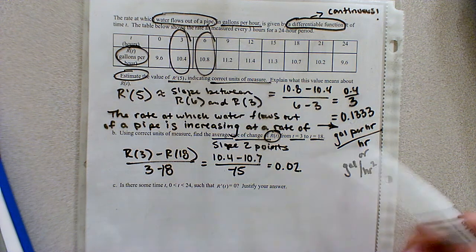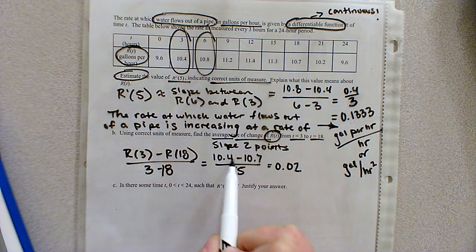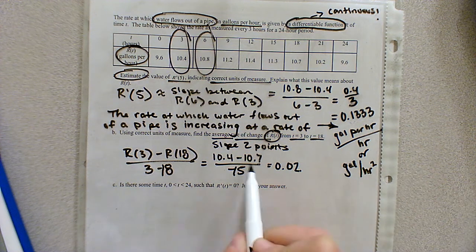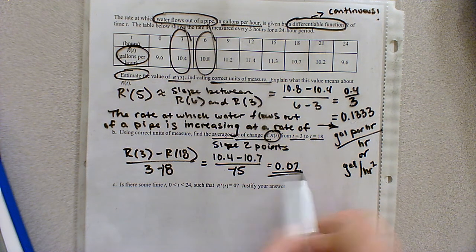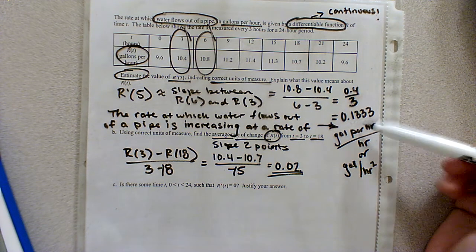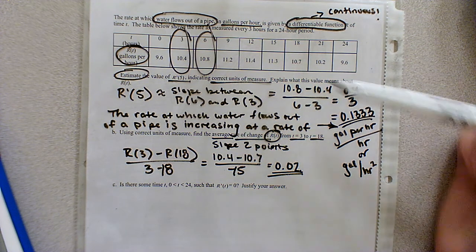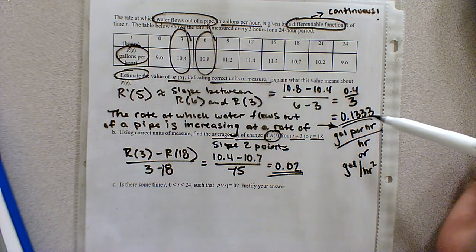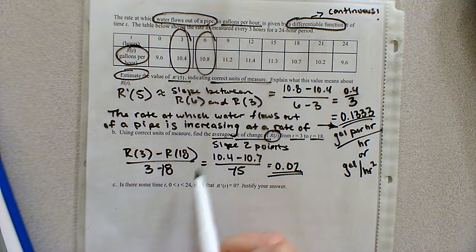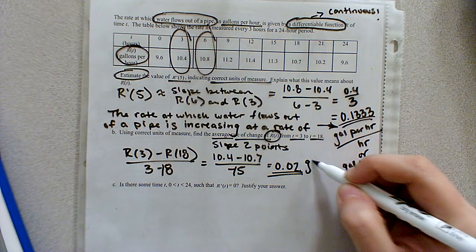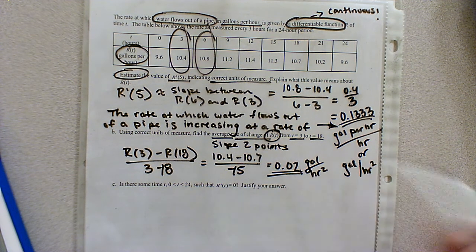0.02. Now, again, taking a look at the units of measure, the 10.4 and 10.7 represented gallons per hour, and we're dividing by 3 minus 18, which represented hours. So this rate, okay, the average rate of change, actually has the same unit of measure as this derivative rate. Because notice how we're using essentially the same point values from the table. It's just that this is at an instant, whereas this is over time. Okay, average over time. What did you average as the change? So we'll go ahead and say gallons per hour squared.